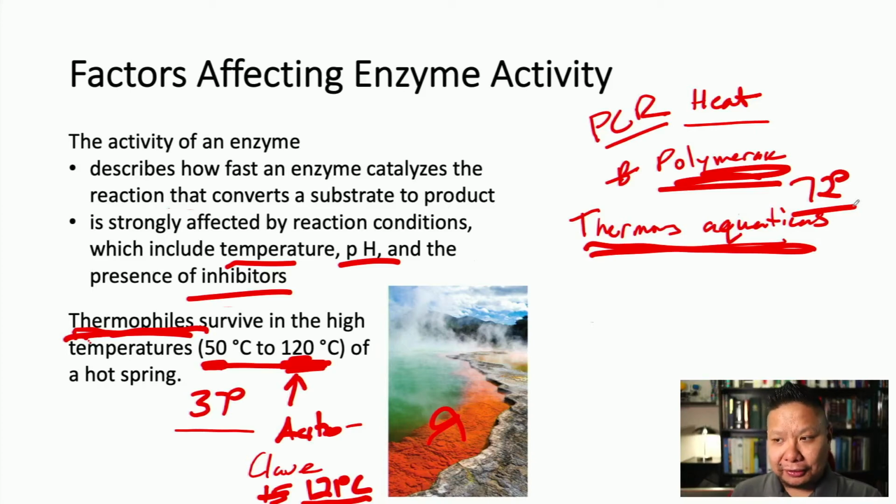But just know that with thermophile bacteria, enzyme activity can be affected using temperature, and this is one of the examples, using the polymerase from Thermus aquaticus to do polymerase chain reaction. Okay.